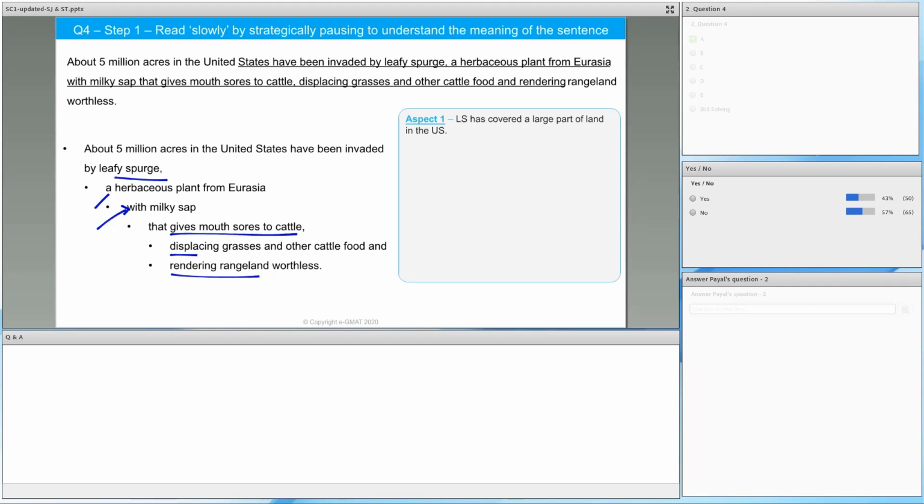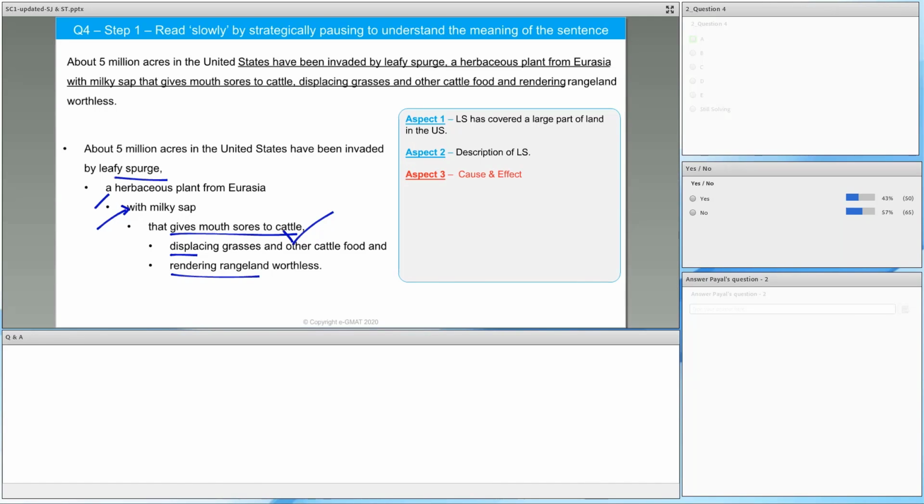Okay, so if we are to draw out the key meaning from this sentence, we understand that the sentence is talking about leafy spurge that has covered a huge area in the United States. And then the sentence gives us some more information about this leafy spurge. It is a herbaceous plant, came from Eurasia. It has milky sap, and then this milky sap gives mouth sores. So far, till this point, the sentence is absolutely logical. Okay, no problem in that.